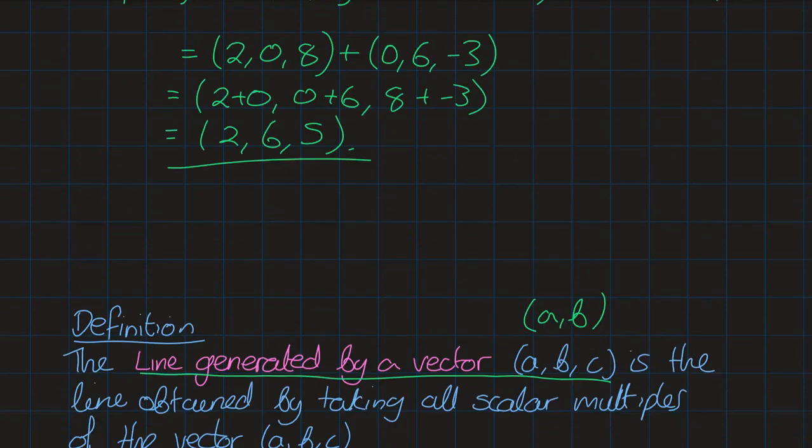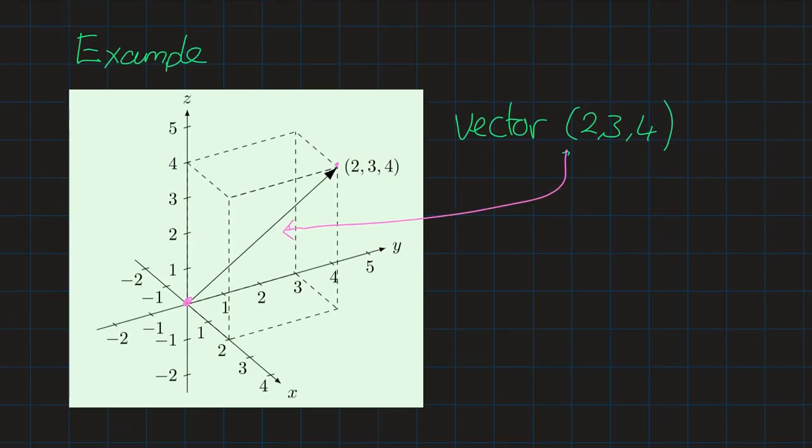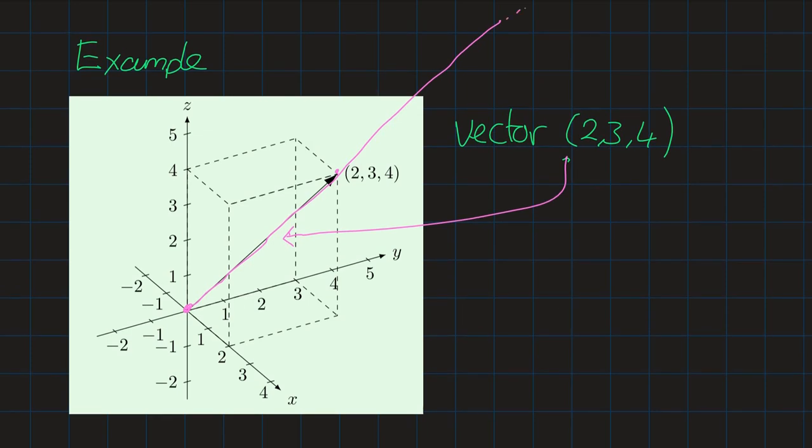If we quickly do an example of this using the picture I drew up here, the ray generated by this vector would be this ray right here, where it carries on going forever, infinitely. And the line would be where it goes in both directions. The line would also extend through the origin in the opposite direction. Okay, that's the end of that example, and that's the end of this video.